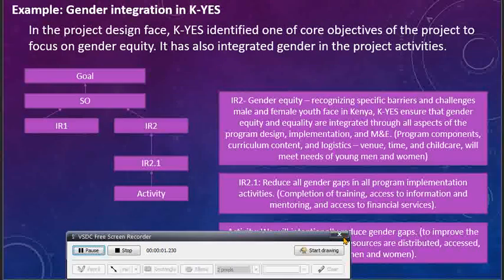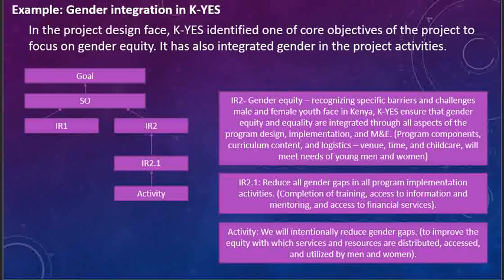Welcome back. In our last class, we looked at how to implement and integrate gender into our project by using gender analysis, gender in the result, and having gender in our activities. In this class, we're going to look at an example of gender integration into our case study. In the project design phase, KS identified one of the core objectives. So in this case, we now have gender integration as one of the core objectives of the project.